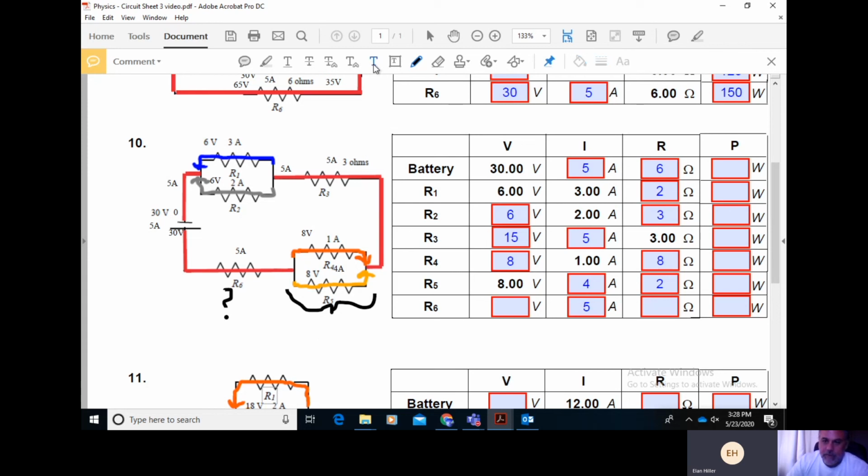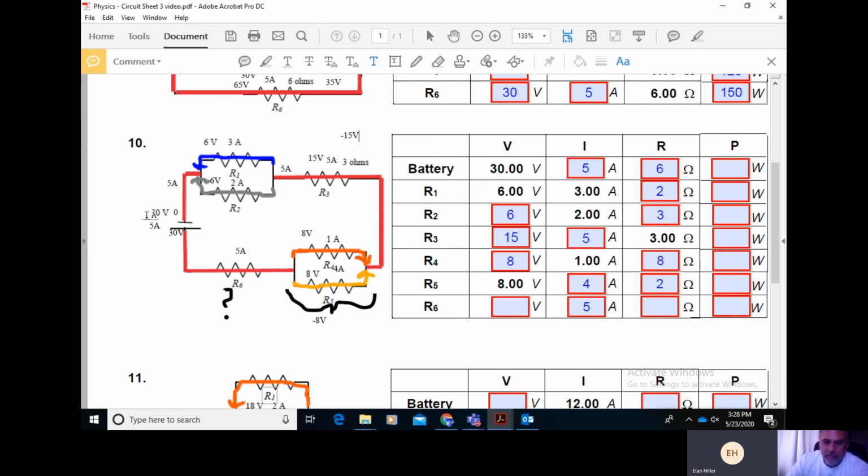Let me just type that in. Okay, it would be minus 8 volts. So there's a negative, there's a voltage drop. We subtract 8 volts. So far we have 30 minus 8 is 22. Across R3, we calculated 15 volts of potential difference drop across this resistor. So that means we would drop another 15 volts.